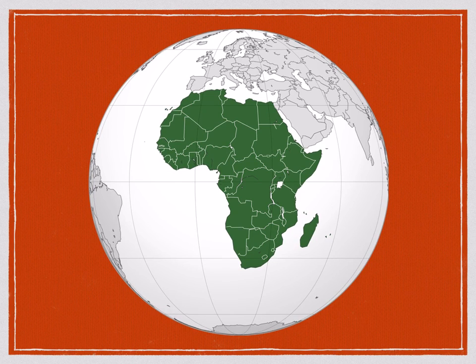Here's another map of the African continent showing its relationship to other nearby locations. It's south of the European continent and it's west of the Southwest Asian continent.